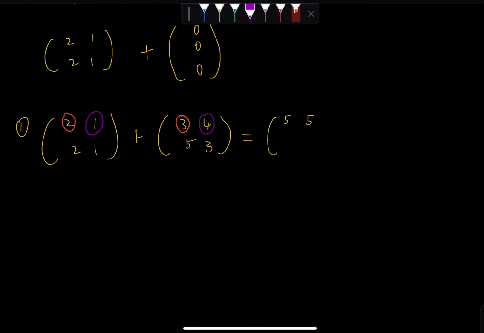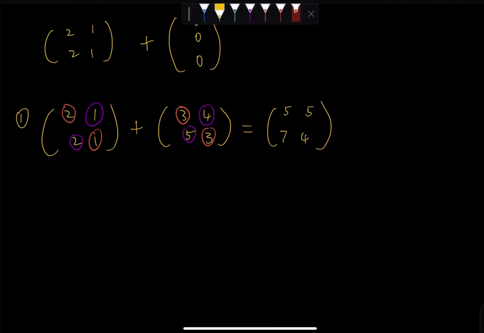And you just carry on doing this with all the other numbers. So you have 2 and 5, that's 7. You have to write the number in the same place as the numbers you added with. And the last one is 1 and 3. That's 1 plus 3, that's 4. And after adding these two matrices, the matrix on the right is the one that you get after adding them.